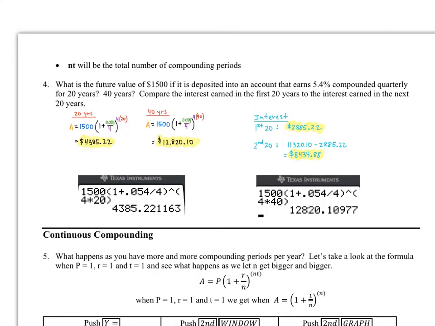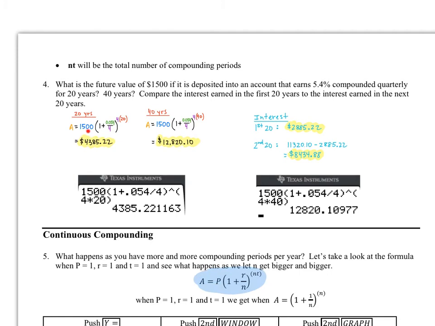Okay, so suppose we want to know what is the future value of $1,500 if it's deposited into an account earning 5.4% compounded quarterly for 20 years and then for 40 years. And then let's compare the interest. All right, so in 20 years, just plugging into that formula, and again, the formula can be seen right below. It's this guy down here, okay?